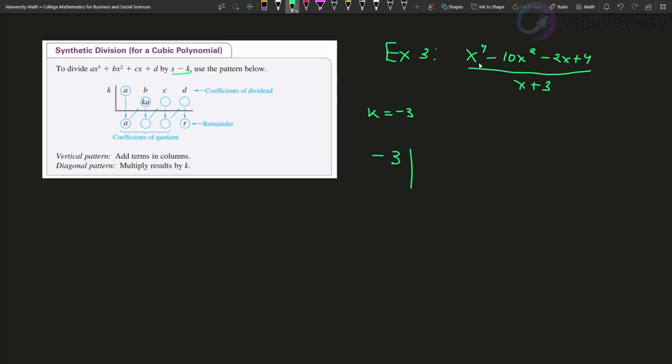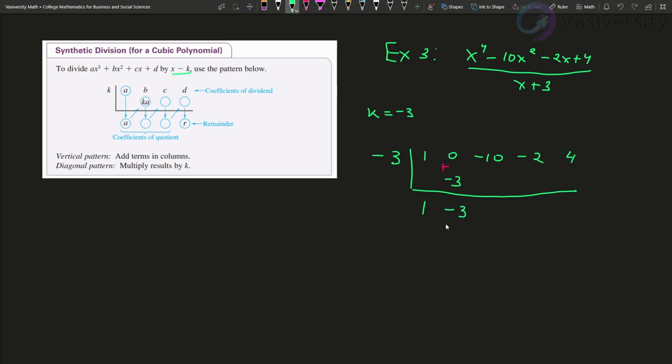Then our first coefficient is 1. Our cubic coefficient is 0. That's important here. Then our square coefficient is -10. First power coefficient is -2. And then 0 power, it's 4. So let's do that. We have 1 and 1 here. So we have -3 times 1. That becomes -3. Now we add them. So 0 plus -3 is -3.